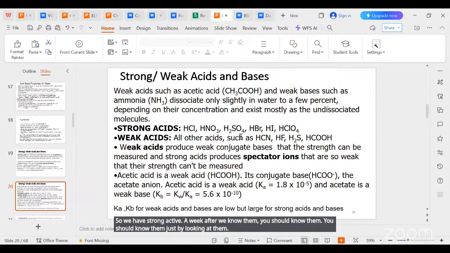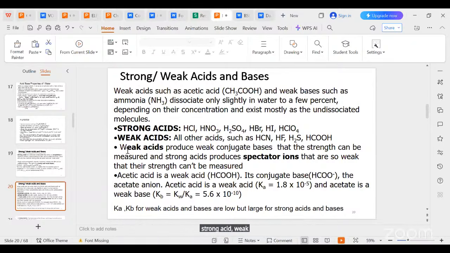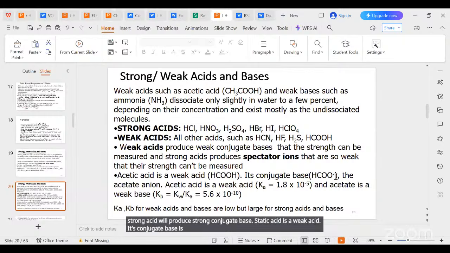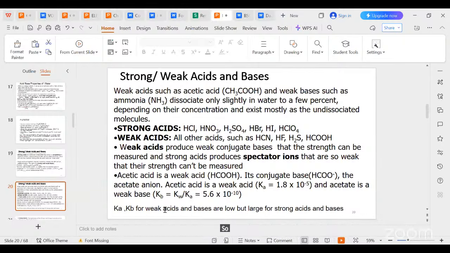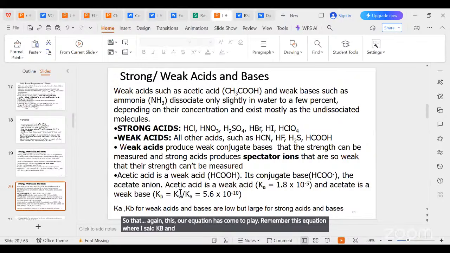Strong acid, weak acid. Weak acids produce weak conjugate bases. Strong acid will produce strong conjugate base. Acetic acid is a weak acid and its conjugate base is weak. And so that's that. Again, this equation has come into play. Remember this equation where I said Kb times Ka will give us our Kw. They just change the subject of the formula.